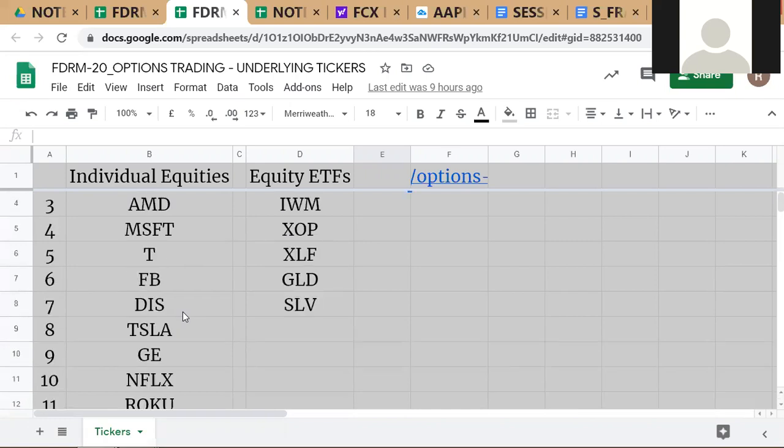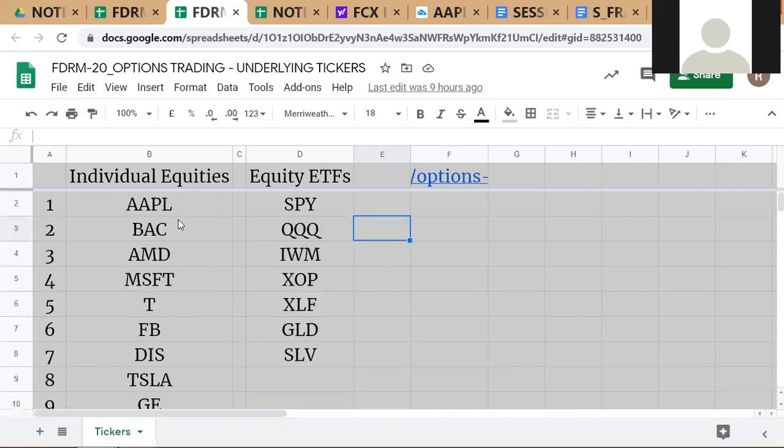So what is the difference between these things and these things? Why do I have individual equities and equity ETFs? Remember, this is a classification, a taxonomy of tickers. If I have boys in one column and girls in another column, can we safely assume that girls are not boys and boys are not girls? That's why I have this categorization.